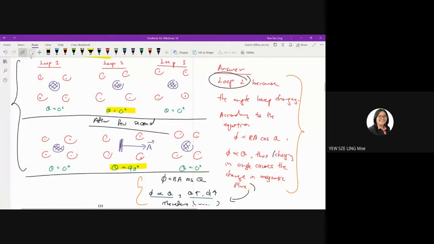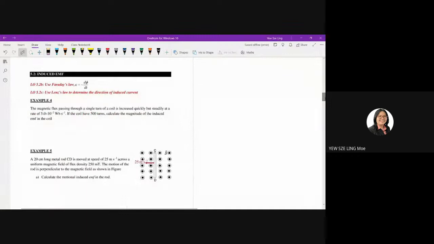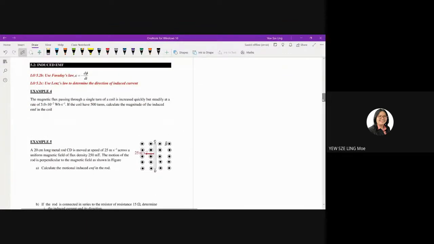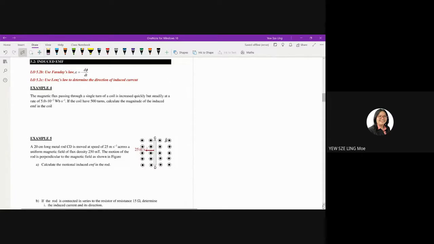Okay, so now let's look at the next question. We are done with the first part, magnetic flux. We have learned how to check whether there's change in magnetic flux or not. So in this chapter, we're going to look at induced EMF. Now, for induced EMF, we are going to focus on just one equation.